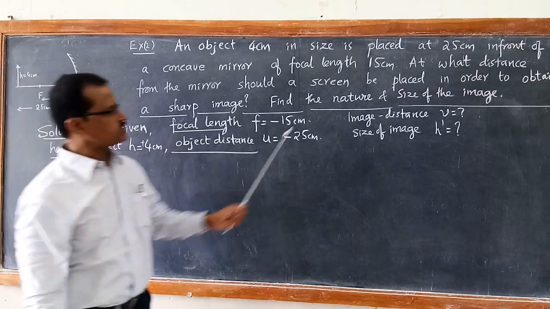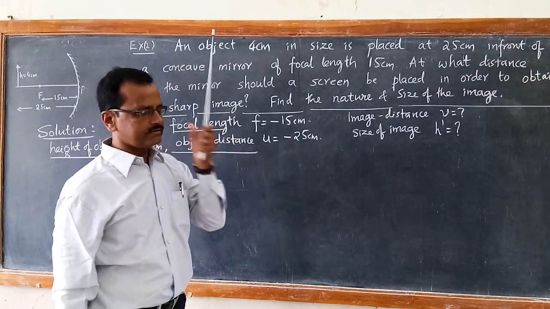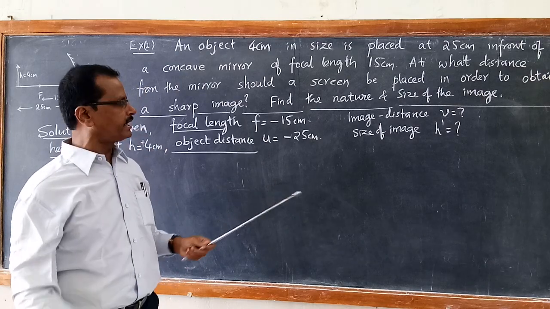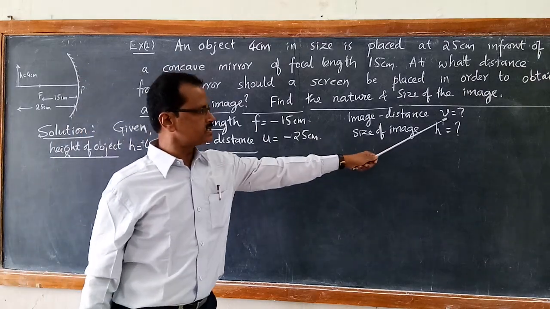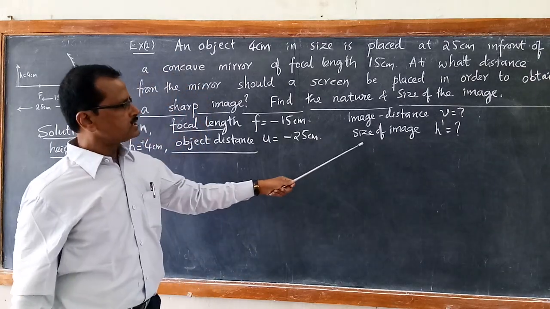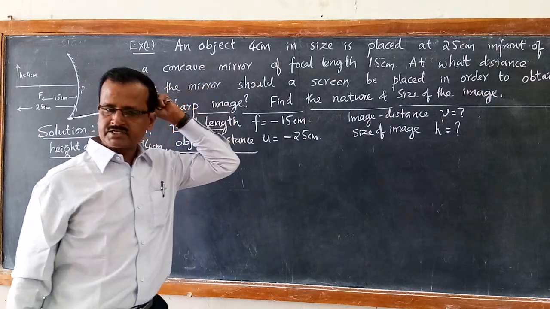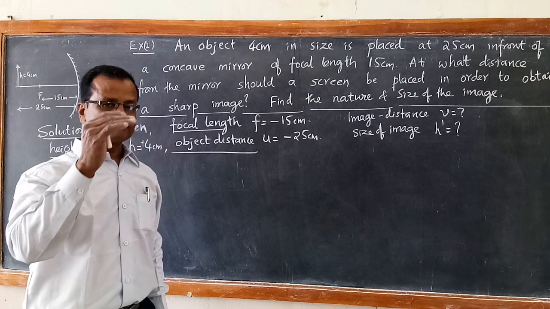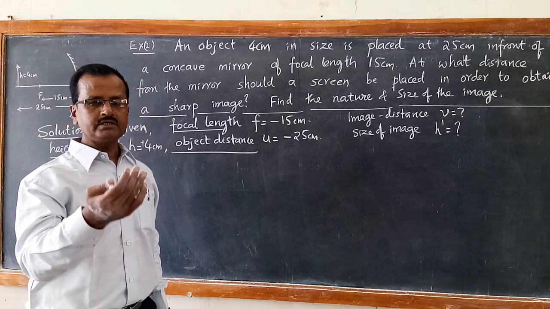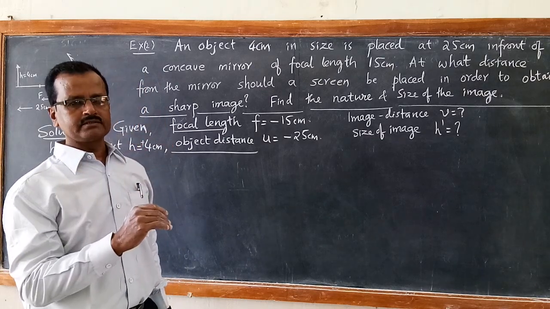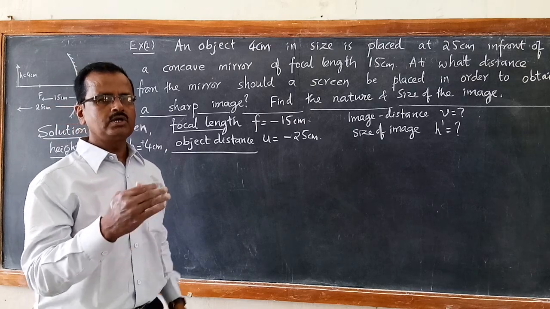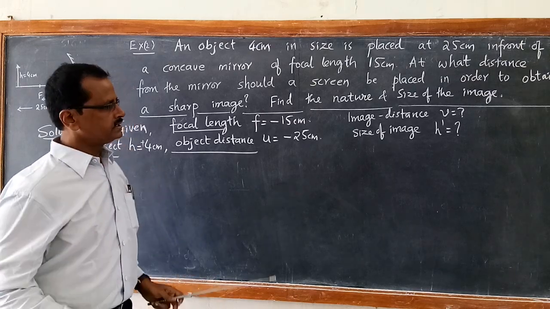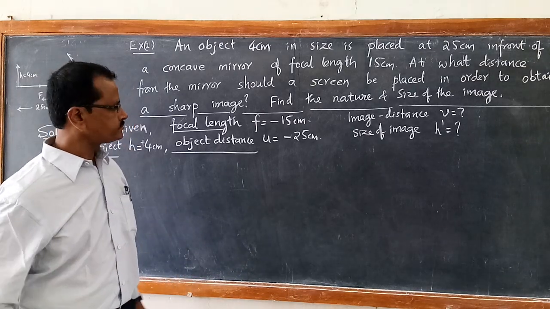You are asked to find out the position of the image where you are going to keep the screen. That is image distance. V is equal to what? Size of the image, h dash. What is the size of the image? Is it larger than the object or smaller than the object? Is it diminished in size or magnified in size? That's what we are going to find out.